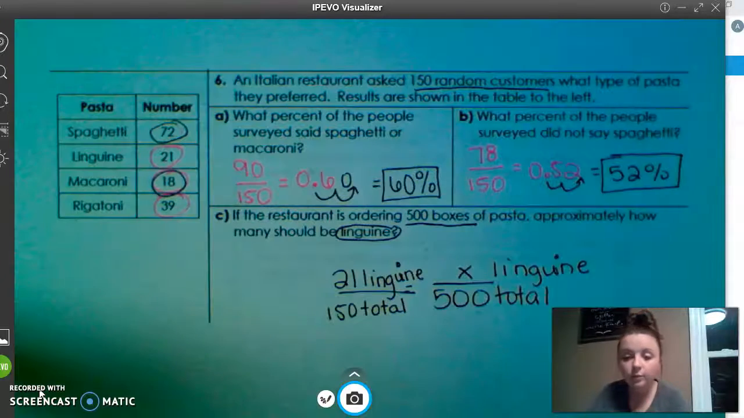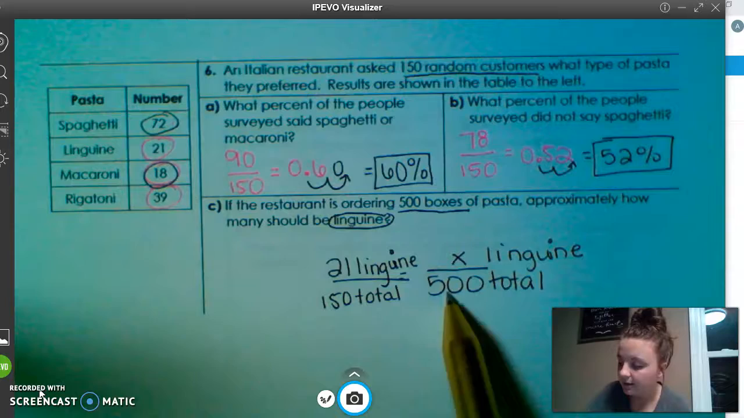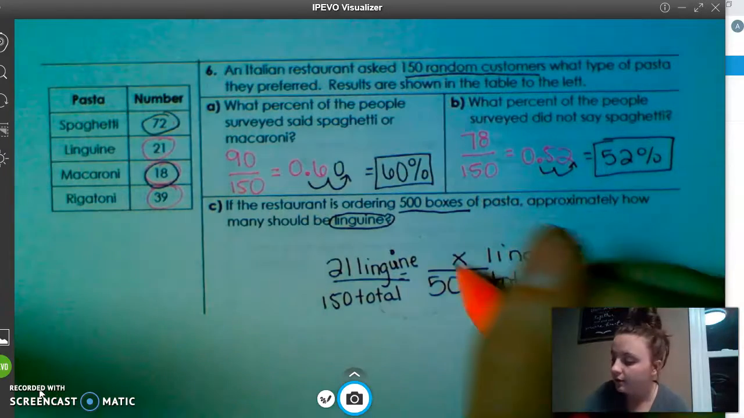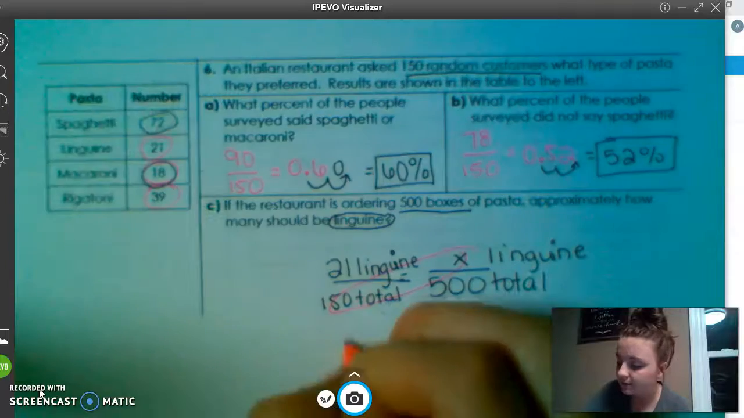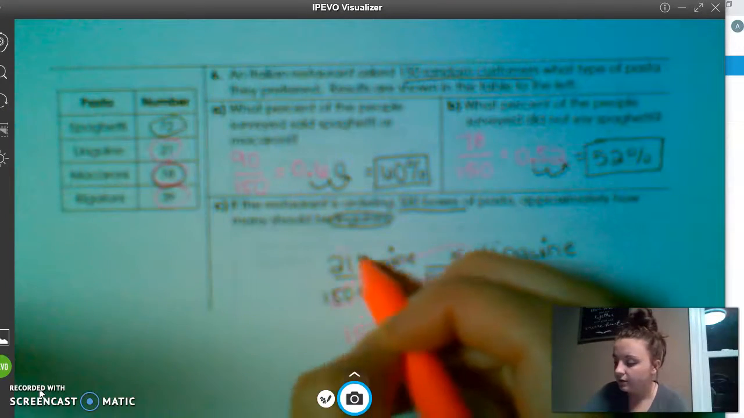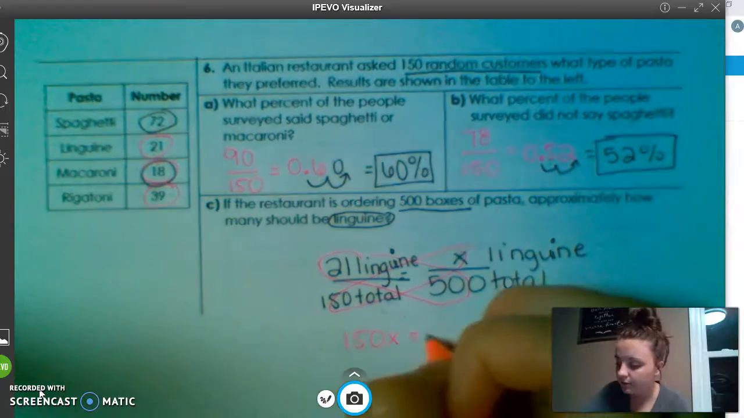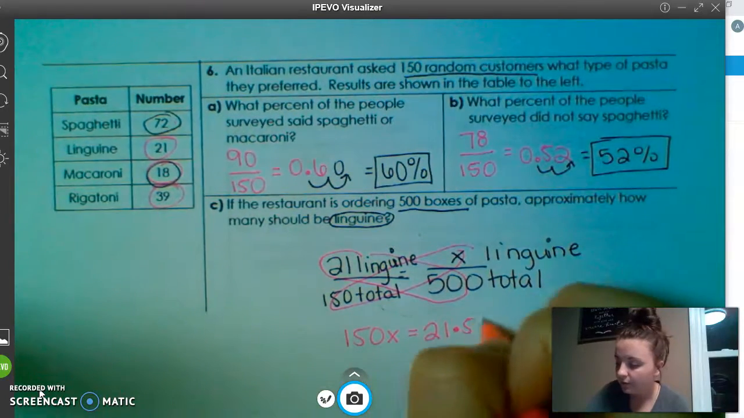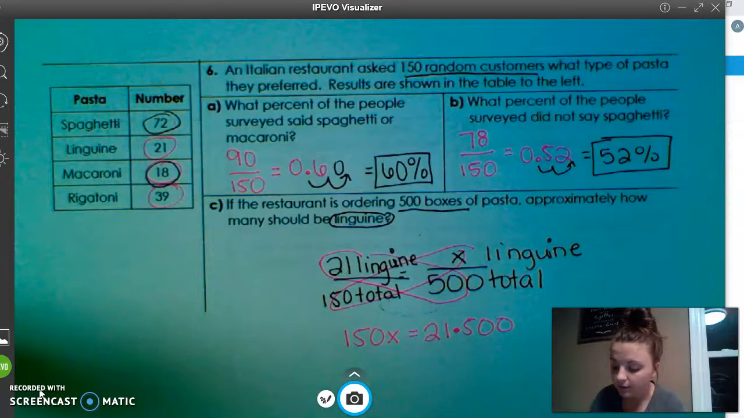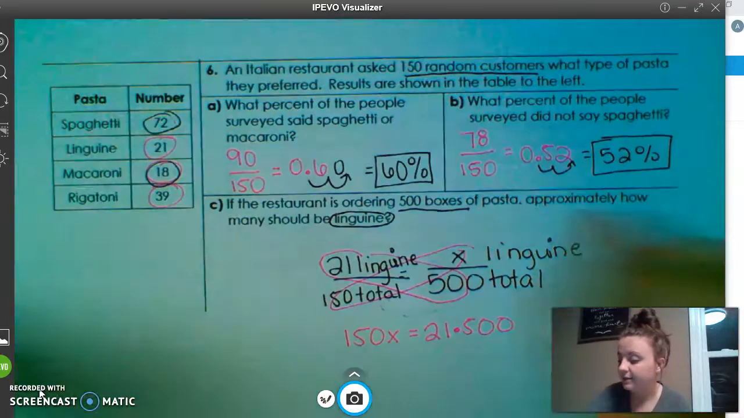Now, whenever we have a proportion, remember we can either scale up or we can cross multiply. This is not a nice number to scale up by, so I'm going to cross multiply again like I did yesterday. So 150 times x is just 150x, and that equals 21 times 500. Now remember, we can do this because cross products and proportions are always equal. So we can set the cross products equal to each other. 21 times 500 is 10,500.